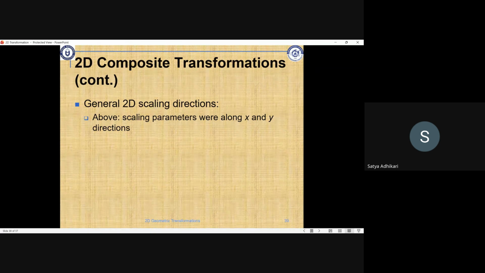2D composite transformation, general 2D scaling directions. The scaling parameters we used are along the x and y axes. So what about an arbitrary direction?